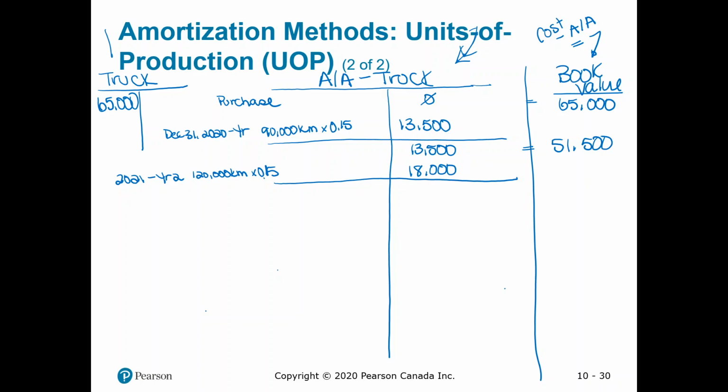So we add 13,500 plus 18,000. Our new accumulated balance is 31,500. And that gives us a book value of 33,500. So our $65,000 cost minus the 31,500 gets us to 33,500.